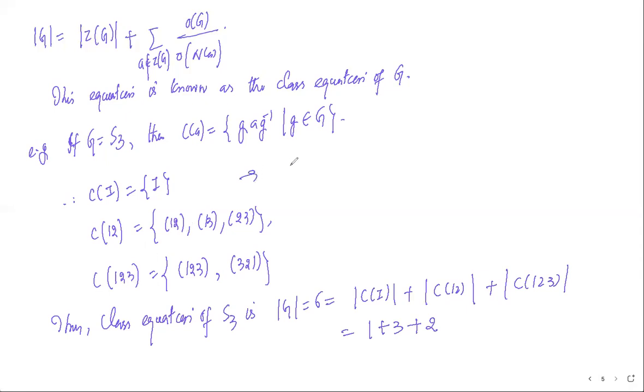And in this case, the order of normalizer of A, where A is the identity element, will be equal to 6 because the identity element commutes with all the other elements. And the order of normalizer of (1 2) will be equal to 2. And similarly, the order of normalizer of (1 3 2) or (1 2 3) is equal to 3. Then using these three values in the class equation, we will obtain that 6 is equal to 1 plus 3 plus 2, and that is the class equation of the group S3.